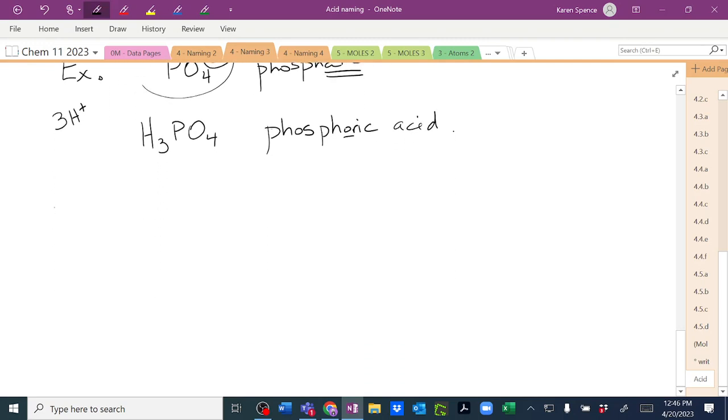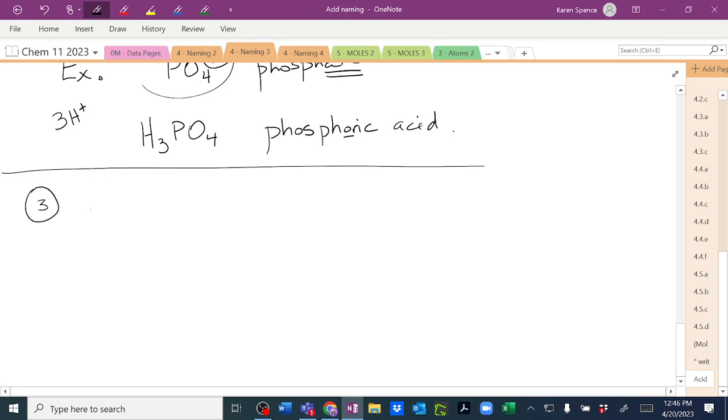Our last type of acid are based on the ide ions. So for example, we might have I-, and the name of I- is iodide.